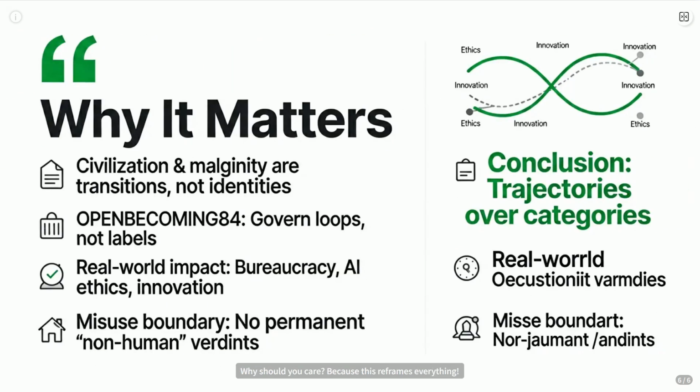Why should you care? Because this reframes everything. Civilization isn't a fixed identity, it's a pattern of open, generative loops. Malignancy isn't a metaphysical label, it's a verifiable, harmful, closed loop. Open Becoming 84 gives us the tools to govern those processes, not slap labels on people or systems.